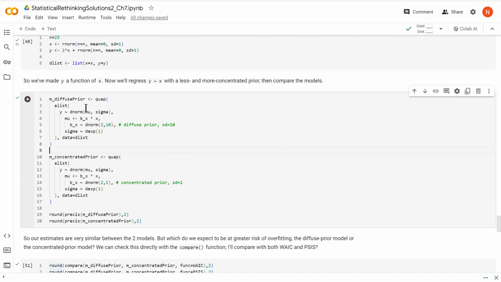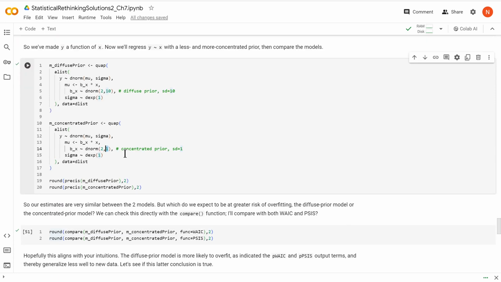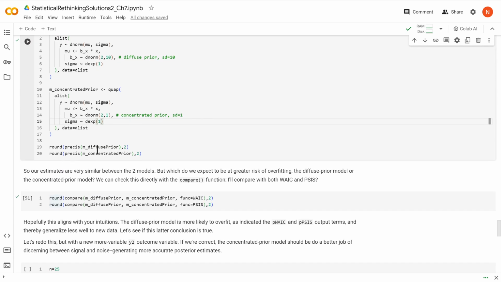And so I have Y is normal with mean mu and standard deviation sigma, and mu is a function of X, and so it's beta X times X, okay, in both models. Now the diffuse model, the diffuse prior, has a wide standard deviation for beta X, okay, 10, and the concentrated prior model has a more concentrated prior, namely 1 for beta X. So the first thing that we'll do is we'll look at the summary outputs, okay, and then we'll look at how they compare with WAIC as well as PSIS, okay.